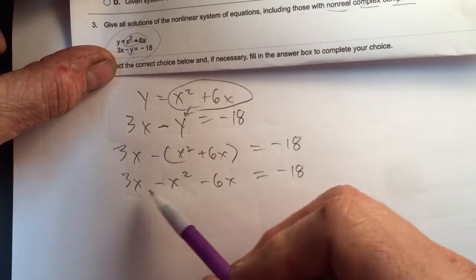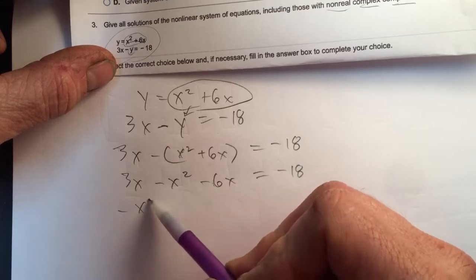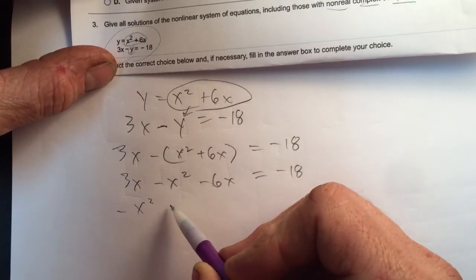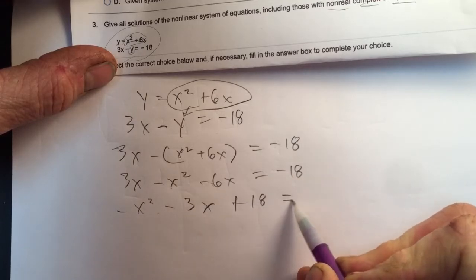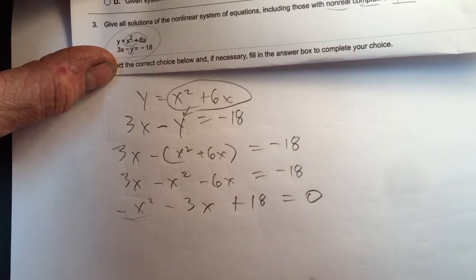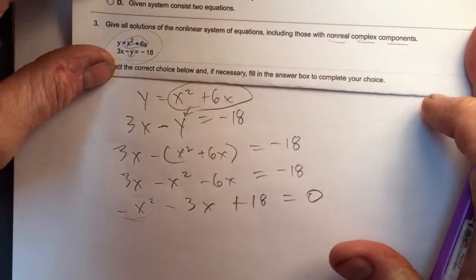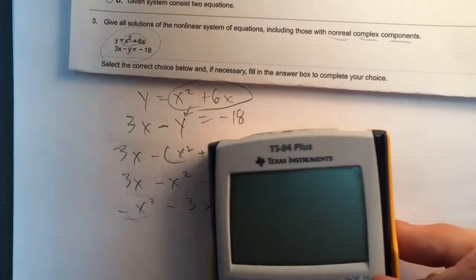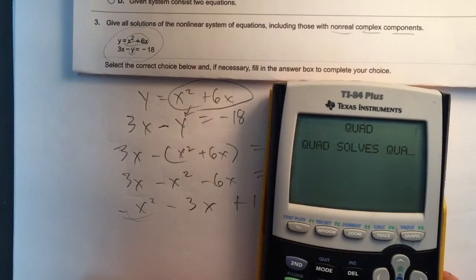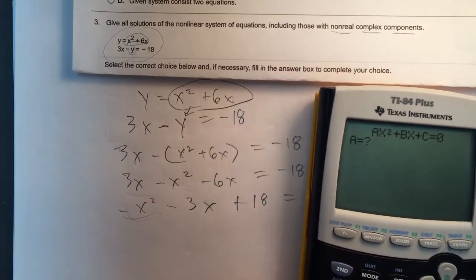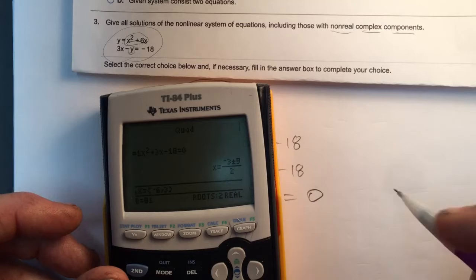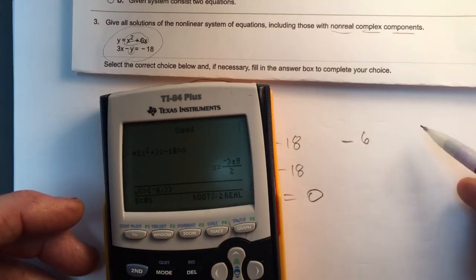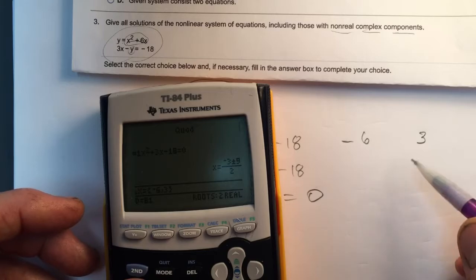All right. So if I put my like terms together, I'm going to have negative x squared, minus 3x. I'm going to go ahead and add the 18 over to this side to set it equal to 0, because I've got x squared and I'm going to have to do the quadratic formula. Now, I've got the calculator program on here, which we've used quite often. My a is negative 1, my b is negative 3, and my c is 18. And look here, I got negative 6 and 3. These are my values of x.